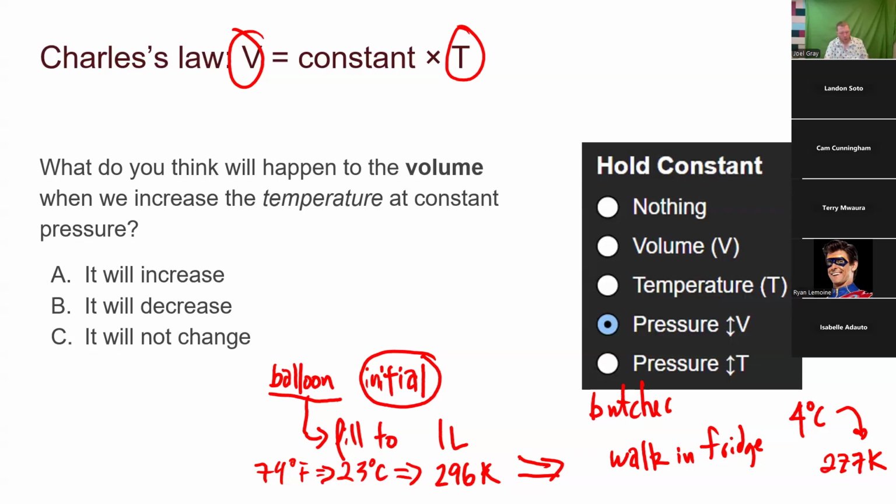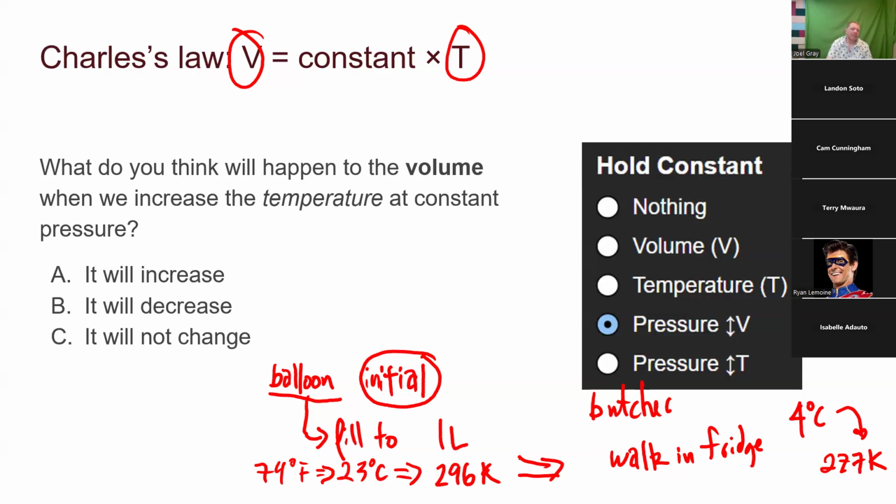Great. So the volume started out at 1 liter. I didn't poke a hole in that or anything. The volume of that balloon has not changed, or I have not done anything to change it. I haven't poked a hole in it. I haven't removed any of the air or anything like that.